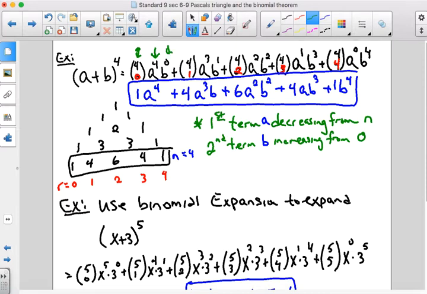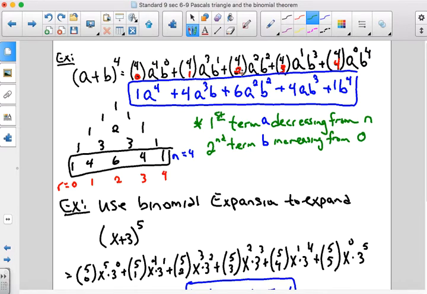Notice what happens in the next term. 4 choose 1. I reduce the first term by 1. So a to the 4th now becomes a to the 3rd. At that point, b to the 0 becomes b to the 1st. Okay, so we have all that. Let me get rid of all this extra stuff up top here. So 4 choose 1. I subtract 1 for my new exponent for the first term. I add 1 to get my new exponent for the second term. And that's kind of spelled out down here. The first term a decreasing from n, and the second term b is increasing from 0.